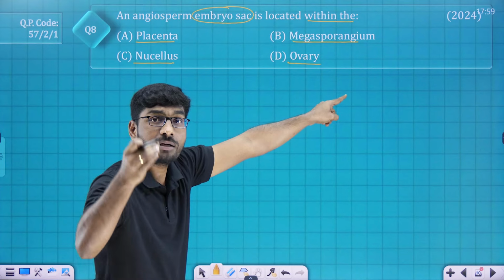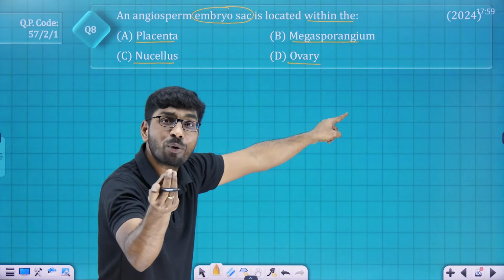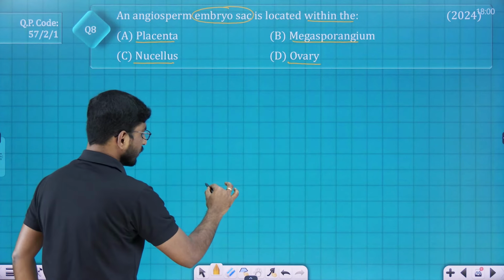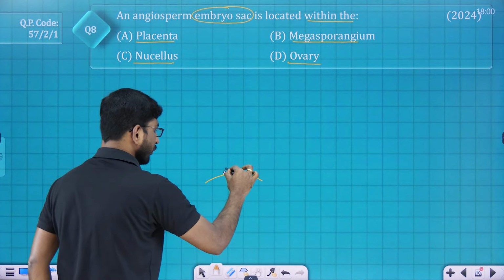Embryo sac located in the nucellus. Remember, what does the nucellus provide? Food material. If you are able to recall, look at it. This is the placenta, right? And here I can write what? Tell me. This is the funicle, right?